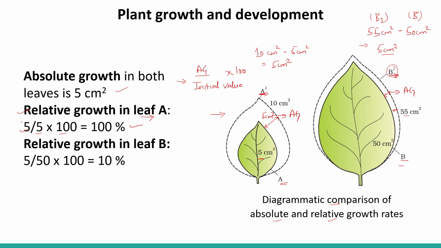Now if we talk about the relative growth in leaf B, here the 5 centimeter square is the absolute growth, but the initial size here was 50. Then again we have to multiply it with 100. So relative growth is 10 here, only 10% growth from 50 to 55. Here you can see in leaf A it was 100%, which means the leaf size has doubled, but here there is only 10% increase. That's why relative growth is very important to consider. We have to consider relative growth rate when we are talking about the growth rate.